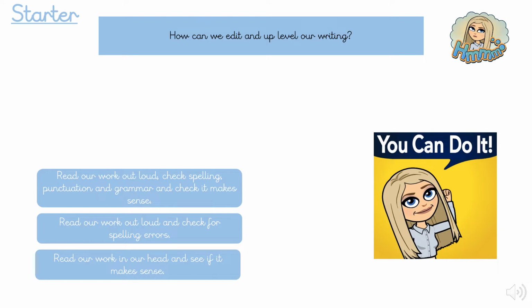Now time for your final question of the quiz. How can we edit and up-level our writing? Is it A, read or work out loud, check spelling, punctuation and grammar and check it makes sense? B, read or work out loud and check the spelling errors? Or C, read or work in our head and see if it makes sense?